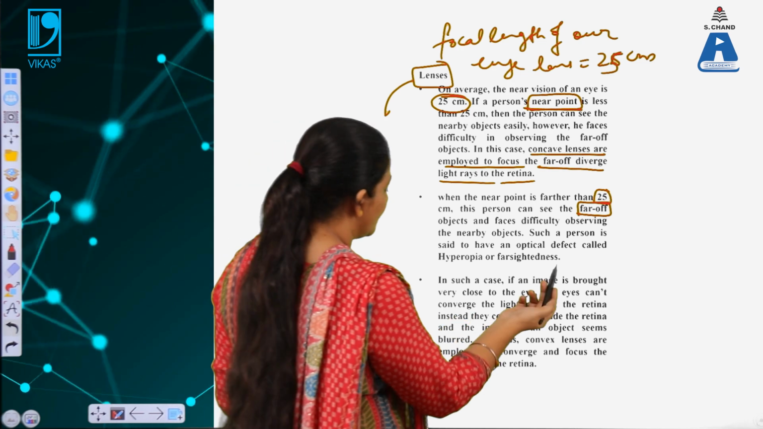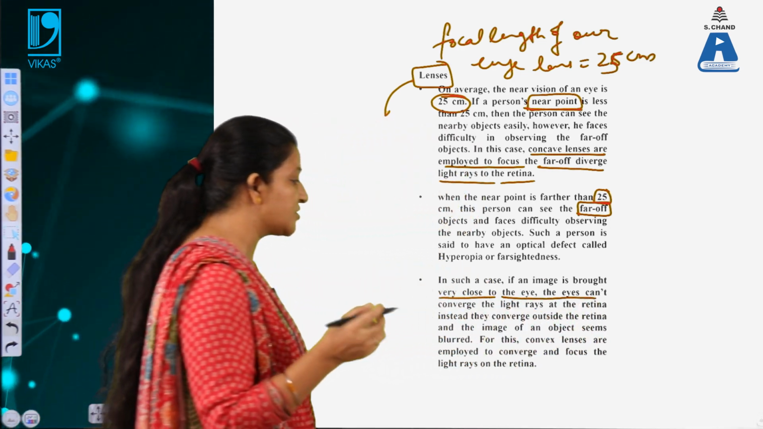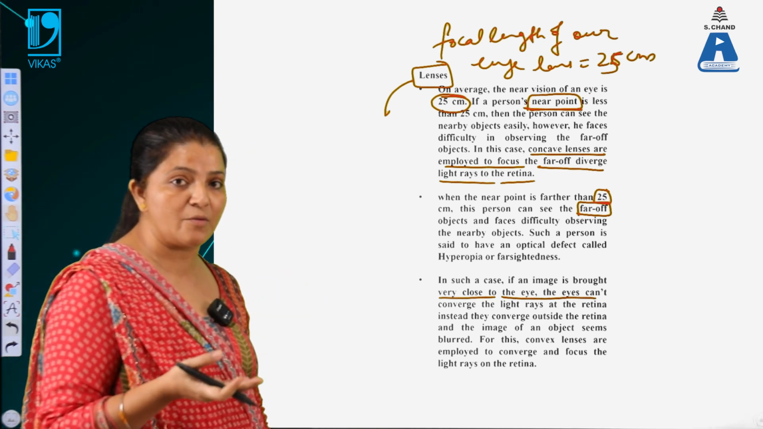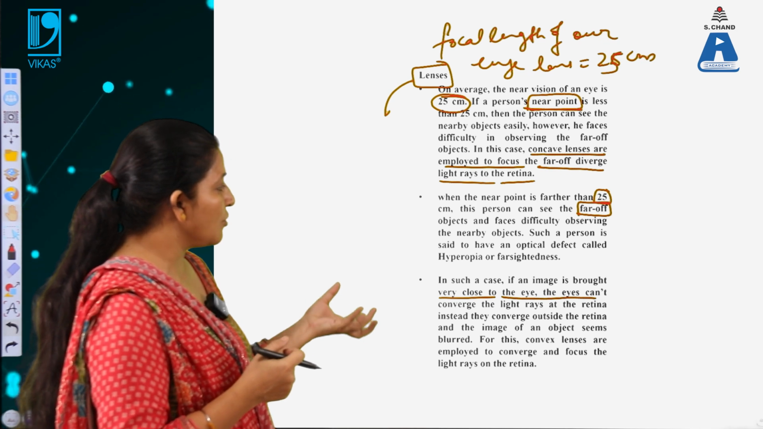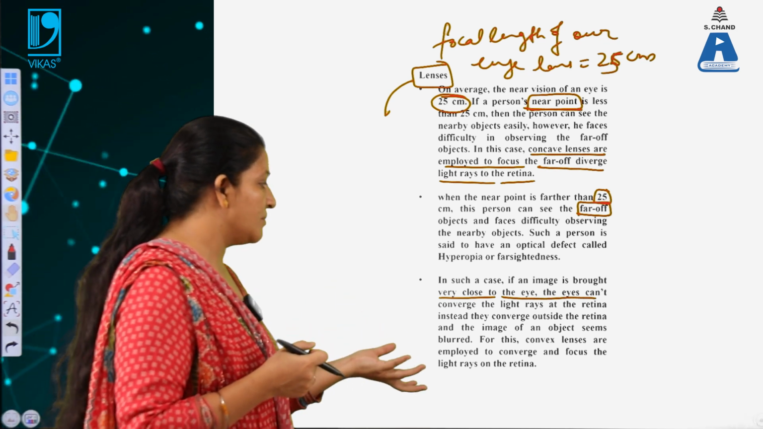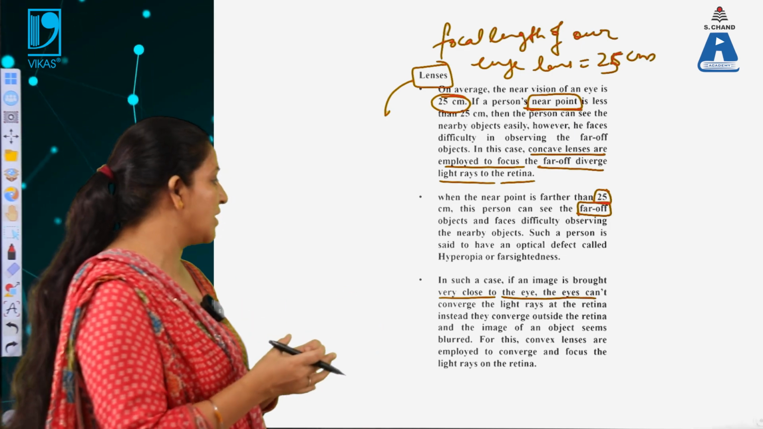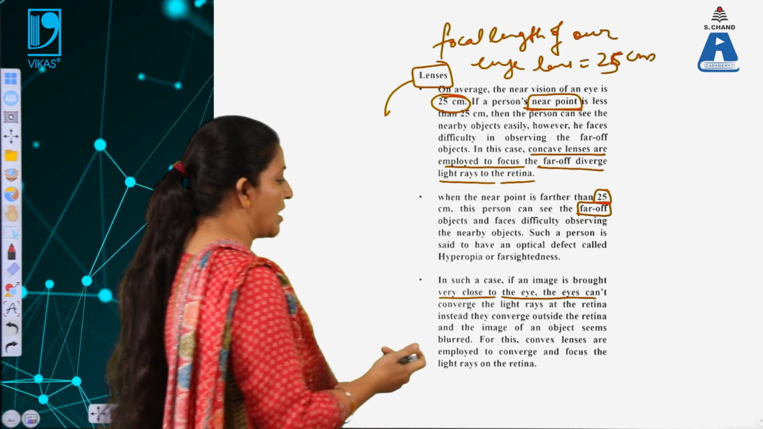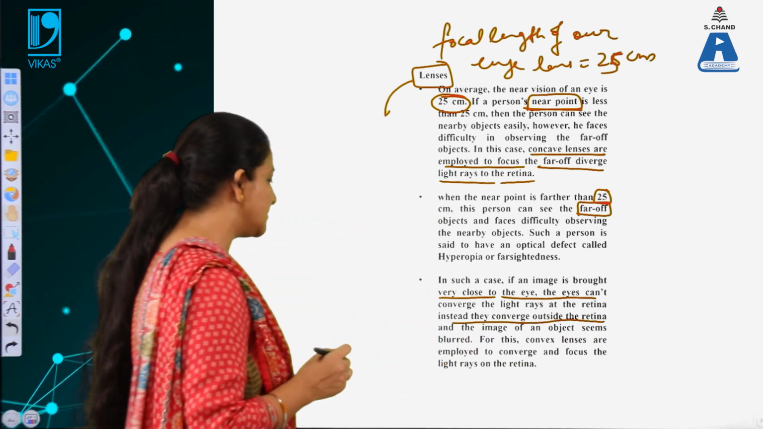Now, when we are not able to see objects which are present very far away from us, in that case the lenses are used in order to converge the light at a single point, so that the images of the objects can be seen on the retina of our eye. Okay, next is the magnifying glasses.